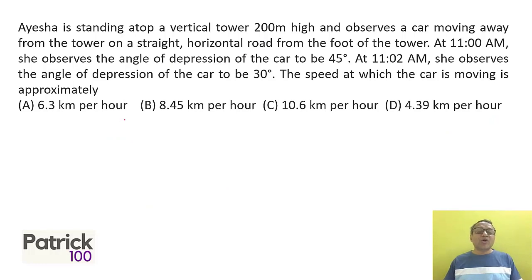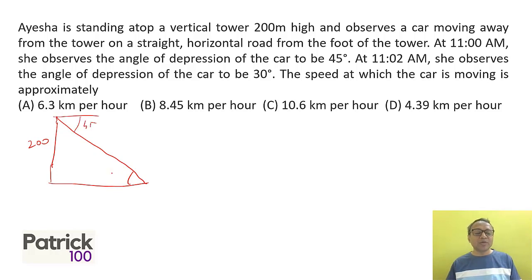I'm standing on top of a vertical tower 200 meters high. Geometry, okay. He observes a car at a 45-degree angle of depression. So the angle of depression is 45, this also becomes 45. So this also becomes 200, because it is a 45-90-45 triangle. So the perpendicular sides will be equal to 200.